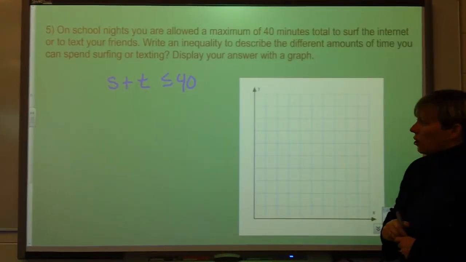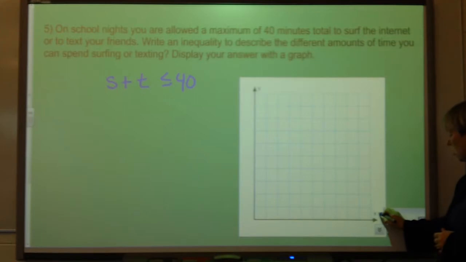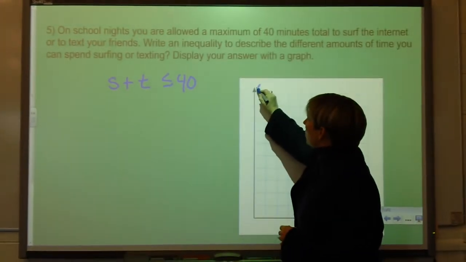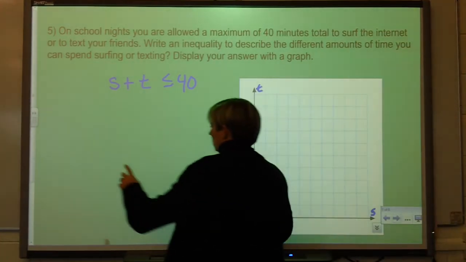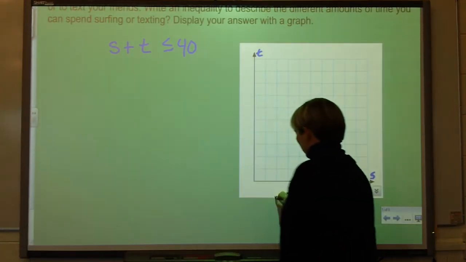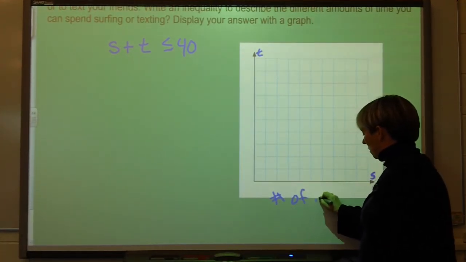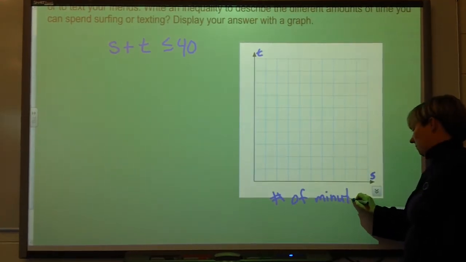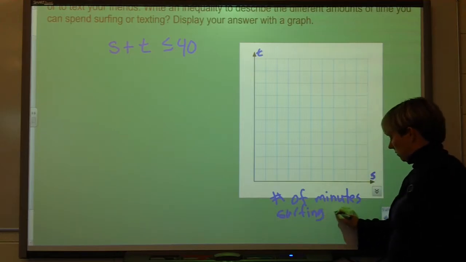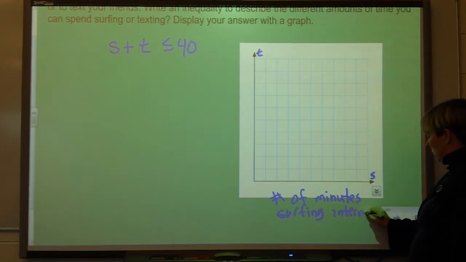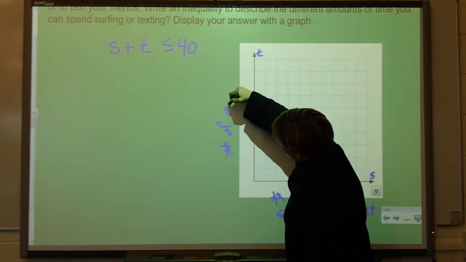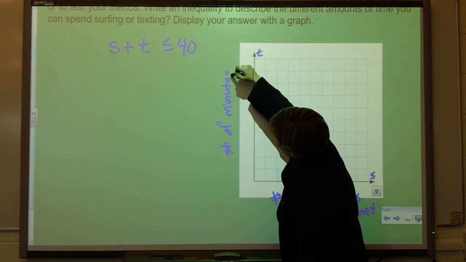Then we're going to display our answer on a graph. I'm going to change my x-axis to now be s, and my y-axis is now going to be t. Remember, we need labels. So down here, I'm going to say number of minutes surfing internet. And over here, I'm going to say number of minutes texting.